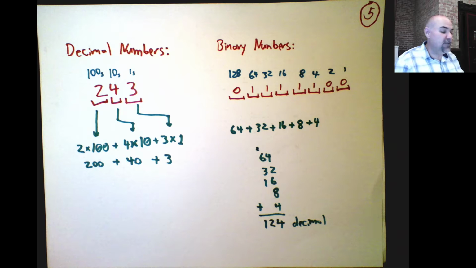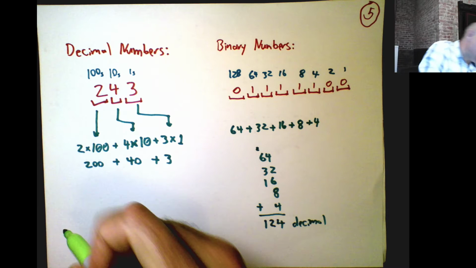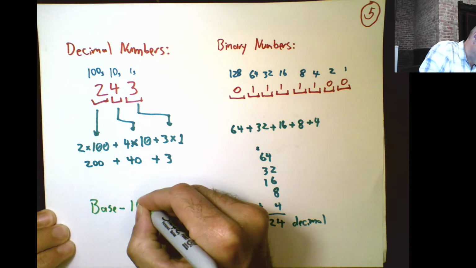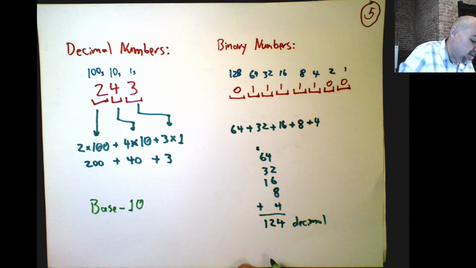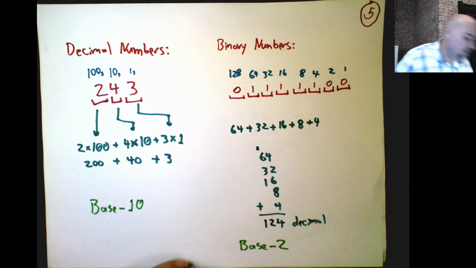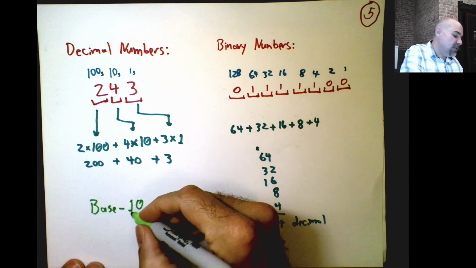All right, so relatively simple. If you remember, it works just like the decimal numbers you're used to. It's just base 2 instead of base 10. And that's the key difference here, is that decimal numbers are base 10 and binary numbers are just base 2. But the numbering system works the same way.